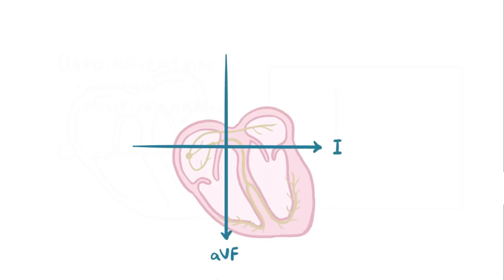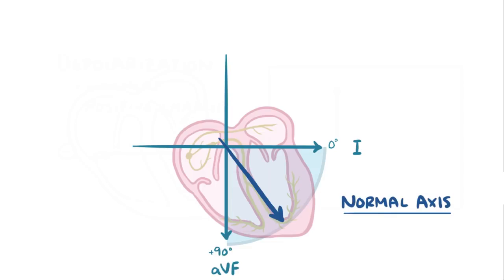So to figure out the direction of the axis, we can start by looking at lead 1 and AVF. Lead 1 moves from right to left across the heart, so anything pointing to the left will be positive in lead 1. AVF, on the other hand, points downward, so any vector pointing downward will be positive in AVF. Looking at our overall vector from before, it's pointing both down and to the left, both positive, so it's in the bottom left quadrant between 0 and plus 90 degrees, and that's a normal axis.